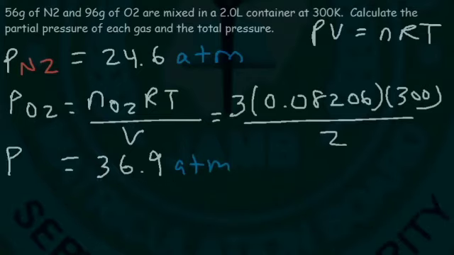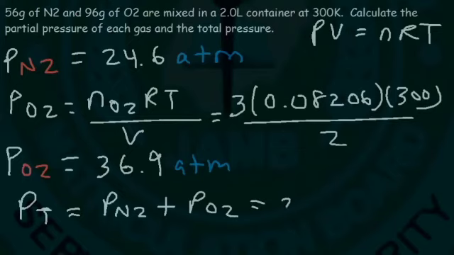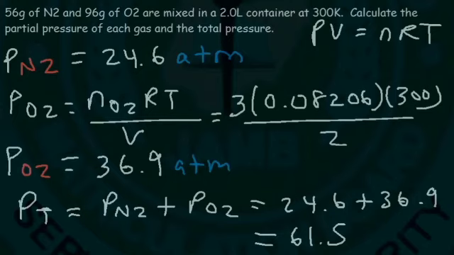So now that we have the partial pressure of O2, we can use Dalton's law to calculate the total pressure. So the total pressure is going to be the sum of the 2 partial pressures. So that's 24.6 plus 36.9, which you should get 61.5 ATM. So that's one way in which you can calculate the total pressure, if you know the partial pressures.